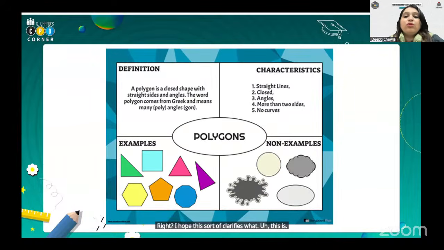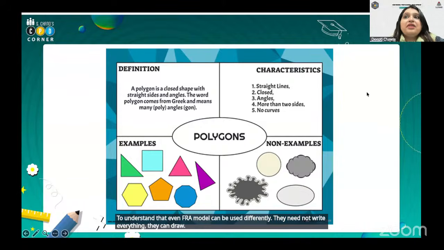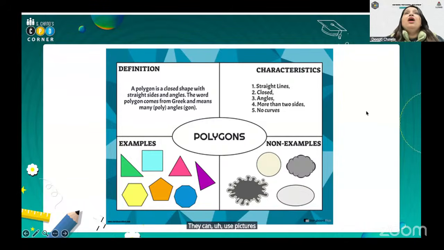And let's look at it from the concept of mathematics. See, the concept is polygon, then they write the definition, they draw examples. So what is interesting is to understand that even the Frayer model can be used differently. They need not write everything, they can draw, they can use pictures, they can use different symbols, because it becomes a scaffold for their own learning. So this comes in very handy as scaffolds for going back, learning, relearning.